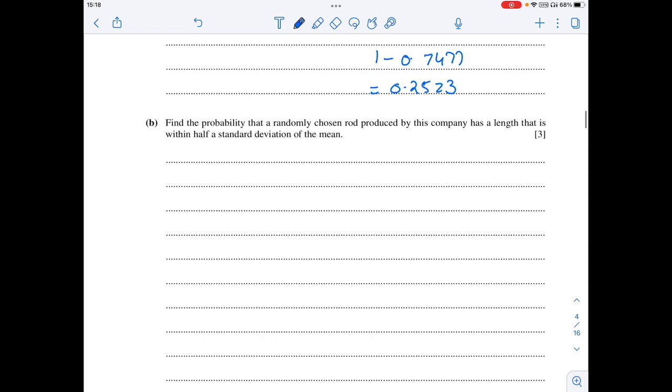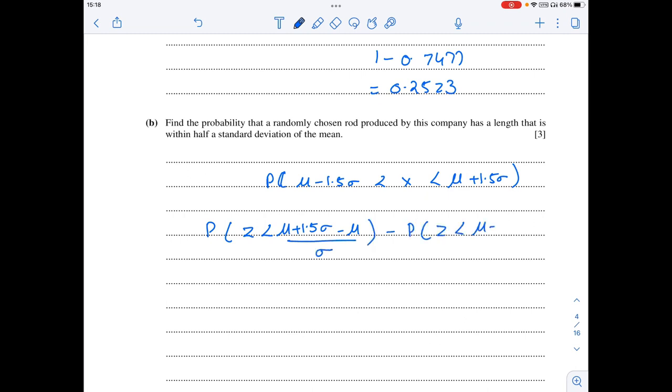Find the probability that a randomly chosen rod produced by this company has a length that is within 1.5 standard deviations from the mean. So same way, probability of mu minus 1.5 standard deviations less than x less than mu plus 1.5 standard deviations. You have to be very careful over here. Whenever it lies between, what does it become? Second number minus first number divided by standard deviation, minus probability of z less than mu minus 1.5 sigma minus mu upon sigma.